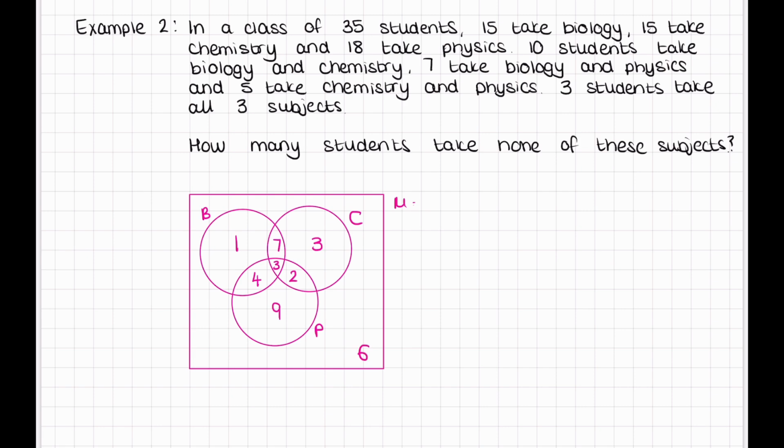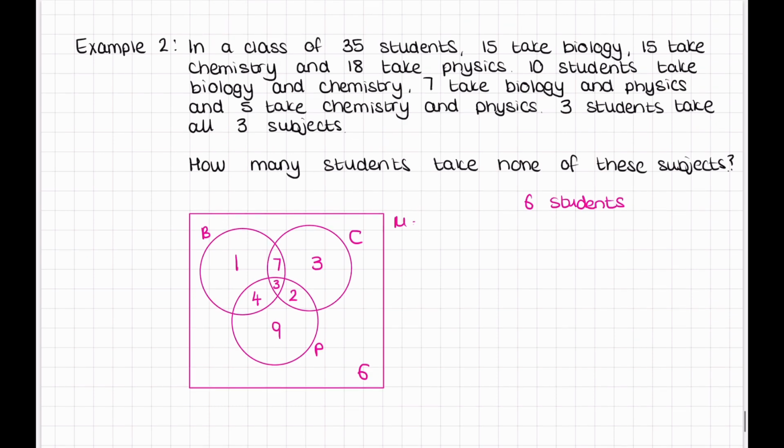So how many students take none of these subjects? Our answer to that would be 6 students. But once again, creating that Venn diagram and working out each section makes that answer really simple to find. And that is the end of the Venn diagram topic.